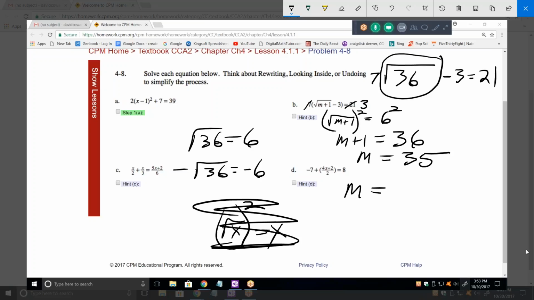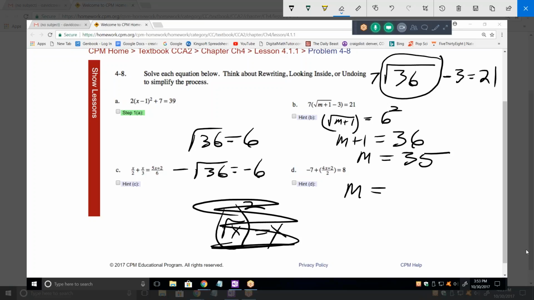What's going on here? One moment. All right, let's see. Divided by 7. That made it 3. And then we added 3. That made it 6. And then we squared both sides. So we had m plus 1 equals 36. That means m is 35.